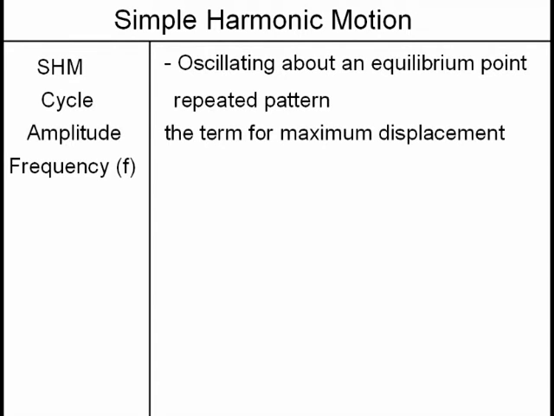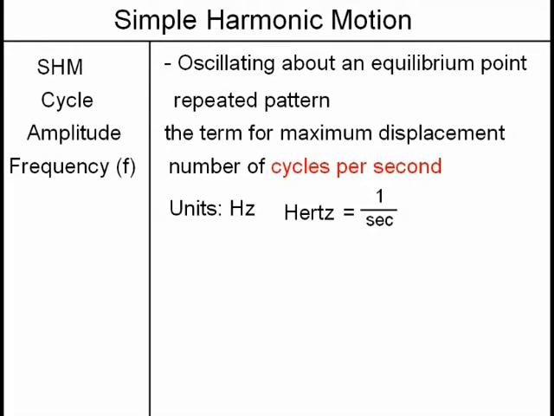Frequency is given the symbol small f. Large F is force, so you have to be careful of your cases. Frequency is the number of cycles in 1 second, cycles per second. It's measured in the units of hertz. Hertz means per second. So if we have a frequency of 5 hertz, that means it's oscillating 5 times per second.